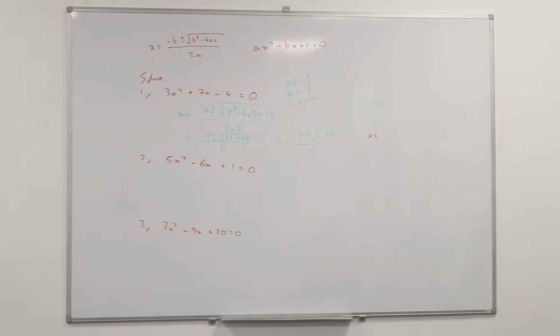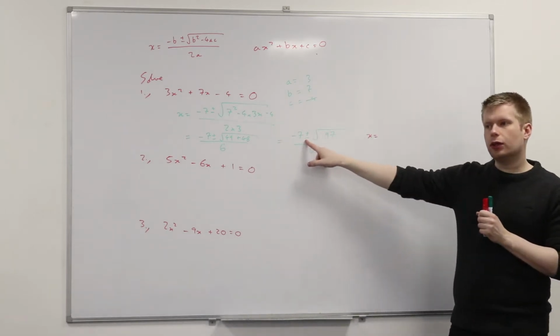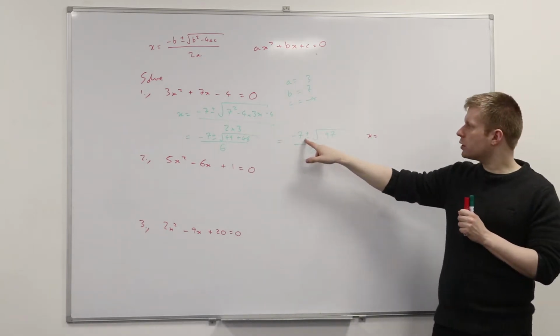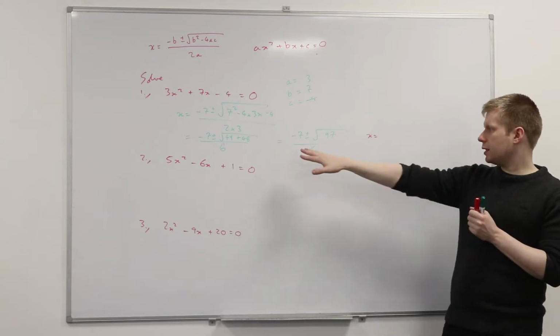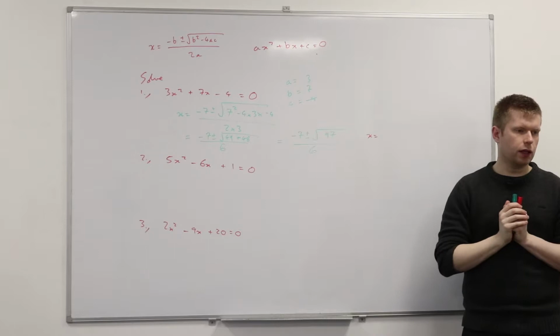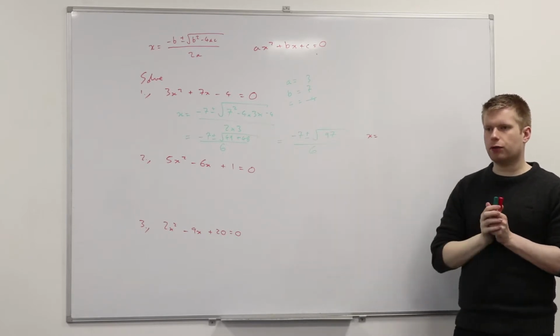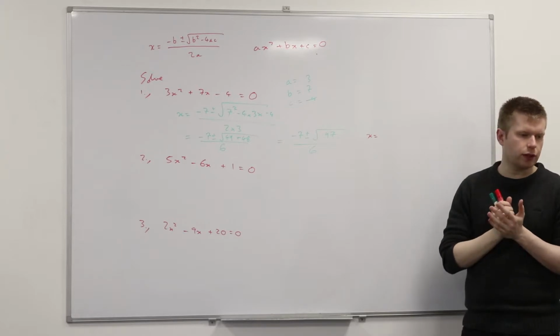So if you're sticking this in a calculator, you notice this plus or minus. There's not one button that does both plus or minus, so you have to do this twice. You have to first of all stick in plus. So do -7 plus the square root of 97, all divided by 6. Then write that answer down, go back and change that plus for a minus. So you have to do it twice.